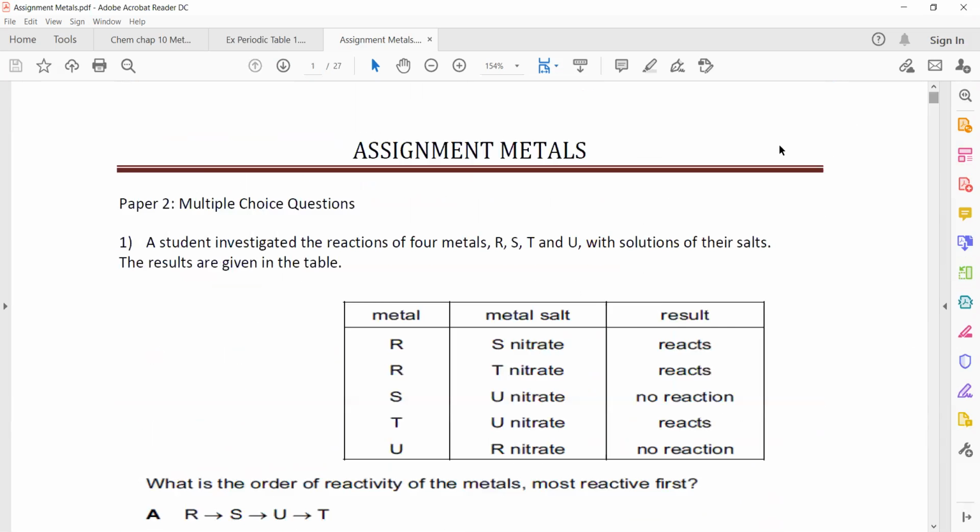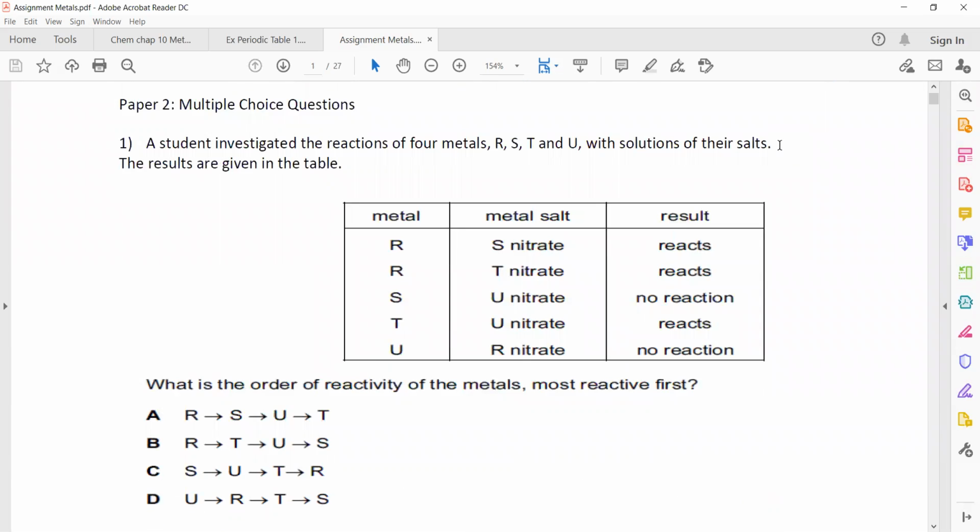So these are the questions related to the decomposition of metal compounds, thermal decomposition of hydroxides, nitrates, and carbonates, and the reaction of metal with acid and with water. Next, we'll continue tomorrow with the extraction of the metal from their oxides.